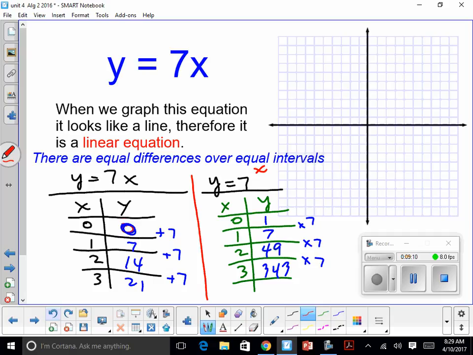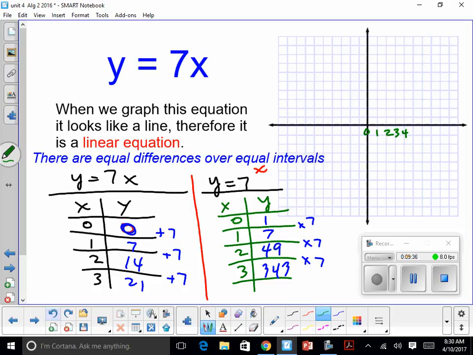All right, so let's see if I can graph this. 0, 1, 2, 3, 4. I'm going to scale this one here since I'm going to be using multiples of 7. That can't be right. So I make you.